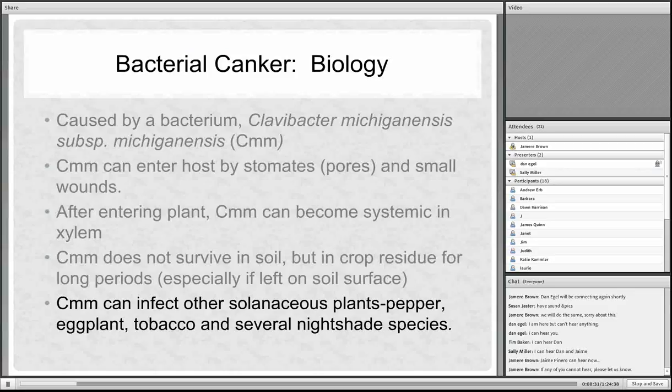CMM can infect other solanaceous plants, for example, pepper, eggplant, tobacco, and several other nightshade species. So this comes into play when you talk about crop rotation, and of course the nightshade species are important as far as weed control.